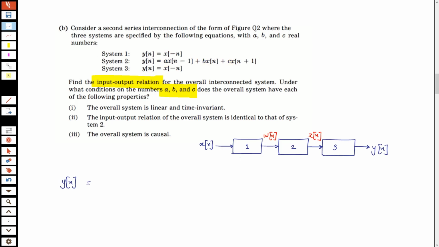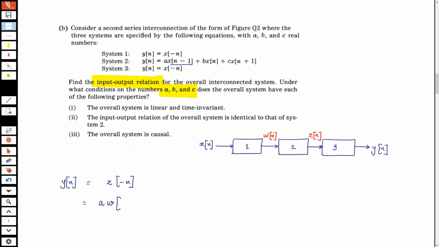Just a reflection, right? So y[n] is simply z[-n]. Now, what would be z[n] in terms of w[n]? Whatever is that value, we've got to reflect n instead to minus n. So wherever there was an n, we've got to write minus n.